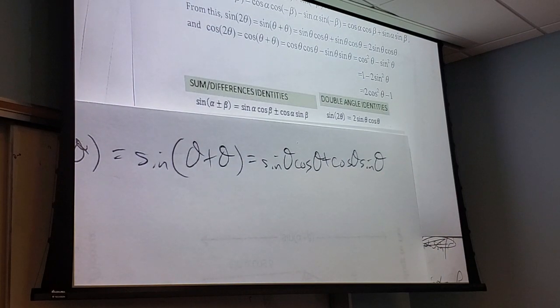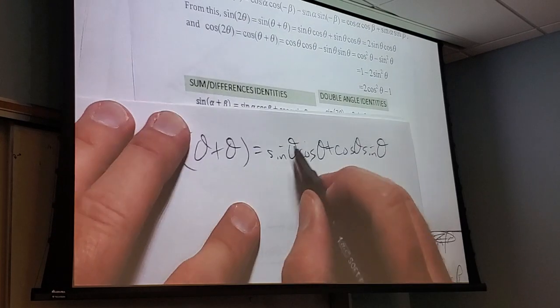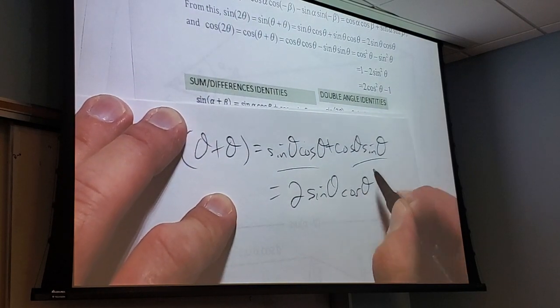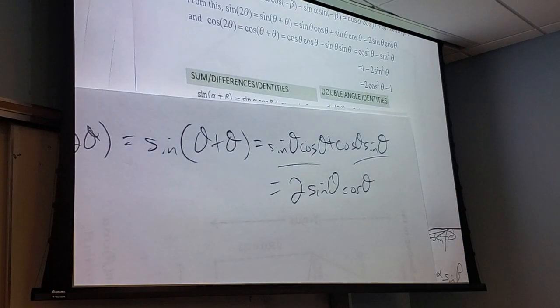Because they're the same angle, don't I have like terms now? What do I have here? Can you combine those? Isn't that one sine cosine plus another sine cosine? What's one thing plus itself? Isn't that just twice? Right? Maybe?